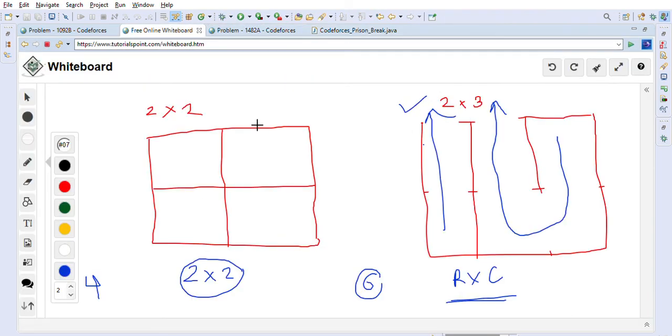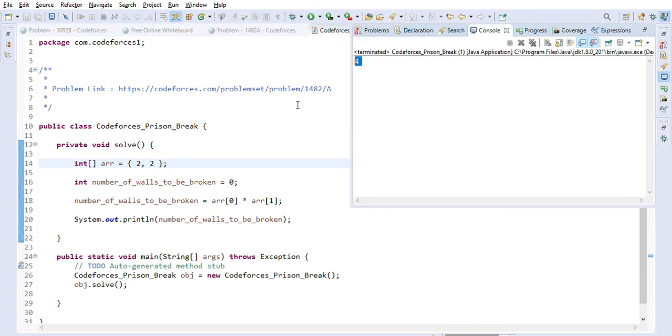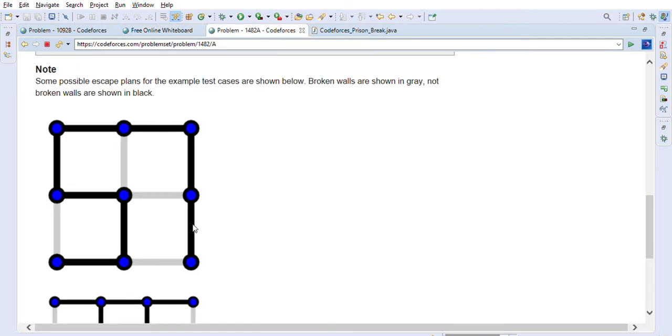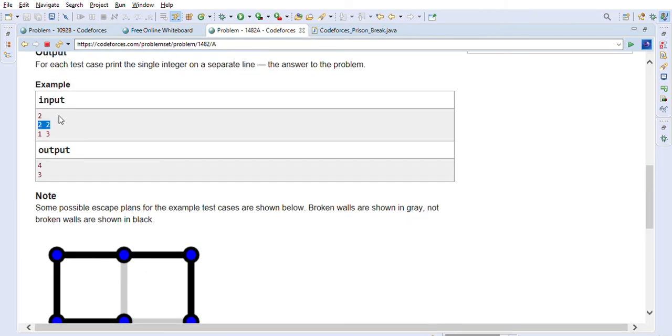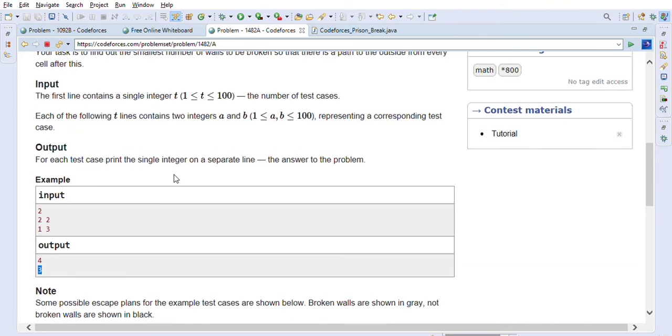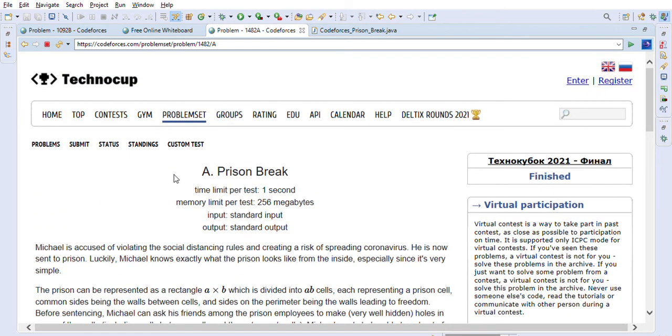This example we have seen. Let's try 2 by 2. If we are doing 2 by 2, then it's pretty straightforward. We will get 6, sorry, we will get 4. 2 by 2 is 4. As you can see here, 2 by 2 is given as the first example, and it is giving us 4. If you try 1 by 3, it will give us 1 times 3, which is 3. They have shown us here one combination of how we can break the walls. So this is the way we can solve the prison break problem on Codeforces.